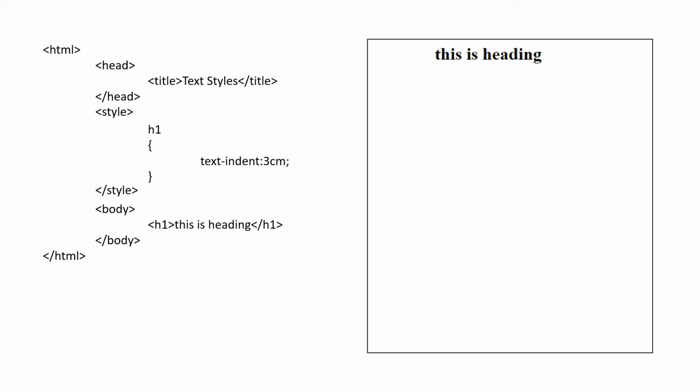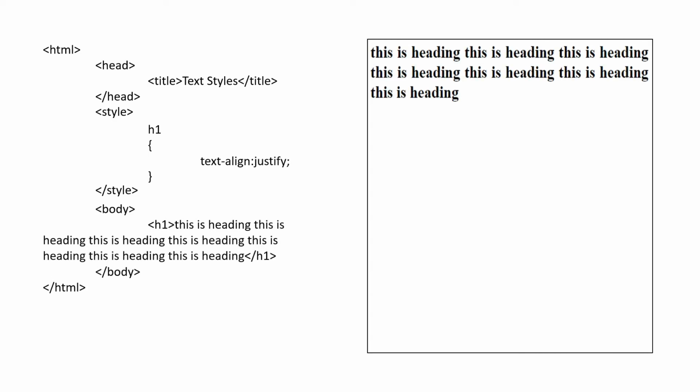So now we already know the property text align, which is used to align the text in the web page. So the possible values for this property are left, right, center, and justify. So if the value is left, the text will be on the left, which is the default. And if the value is right, the text will be on the right. If the value is center, then the text will be on the center. So the last one is justify. This stretches the lines so that the lines will have the equal width.